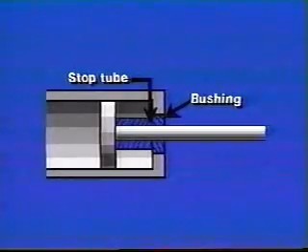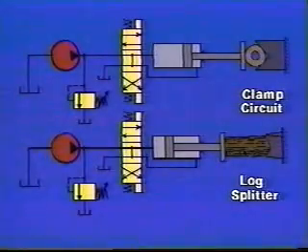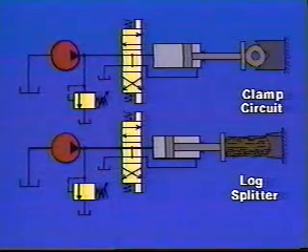Stop tubes are used where long strokes and side loading may cause wear of the rod bushing. They're placed on the cylinder rod next to the piston to increase the minimum distance from the piston to the rod bushing. Before we leave cylinders, let's take a look at some very basic applications.